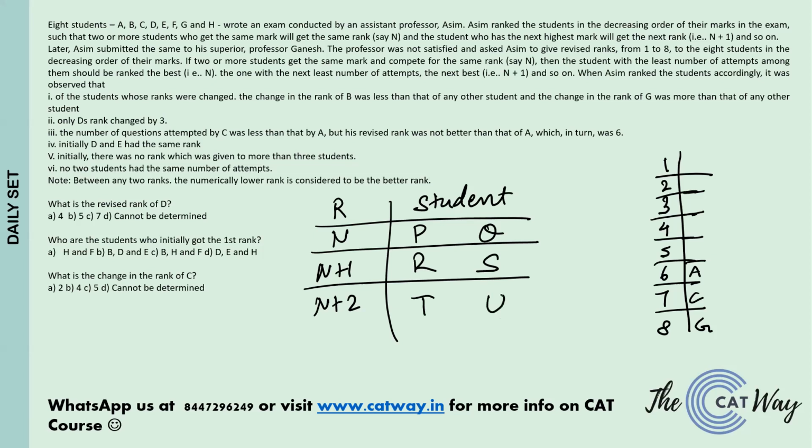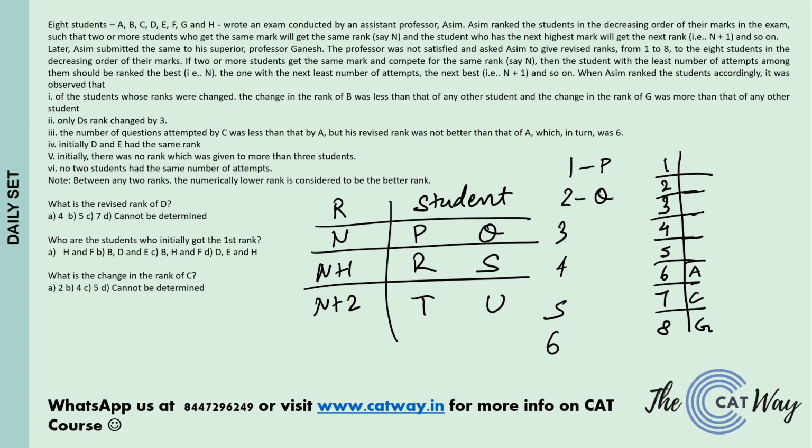Now suppose between P and Q, P is the person who had the lesser number of attempts. Now 1, 2, 3, 4, 5, and 6. So he will retain his position as rank 1, whereas Q will be shifting down to rank 2. Now, what is the change in the rank of Q? The change in the rank of Q is 1.